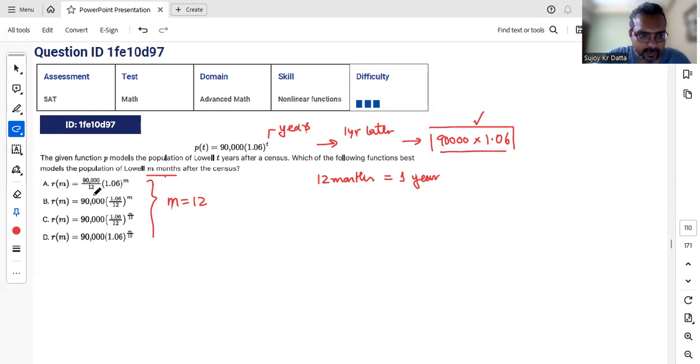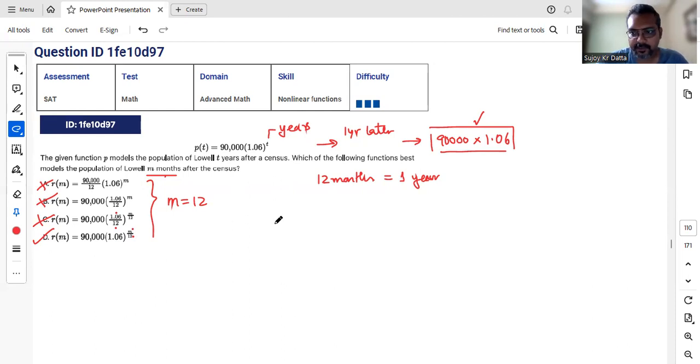If you look clearly, this is 90,000 by 12, so that's definitely not the right answer. This is 1.06 by 12, so that's gone. This is 1.06 by 12 to the power 1, which is not what we want either. This one satisfies: 12 by 12 becomes 1, so you get 90,000 times 1.06. So that's the answer, option D.